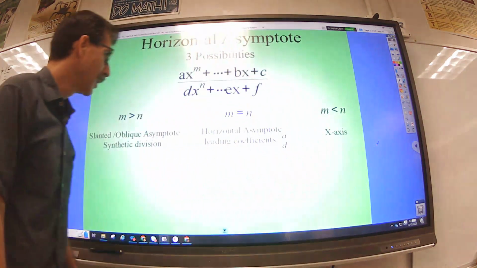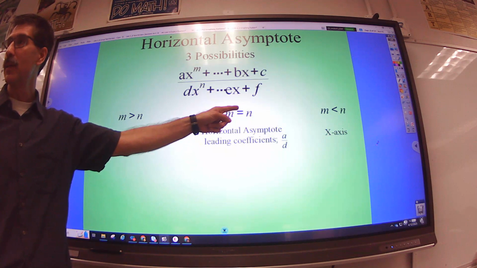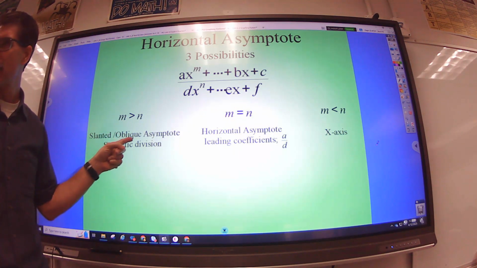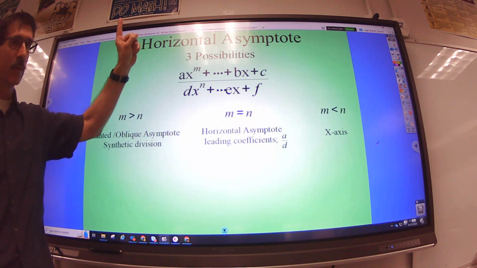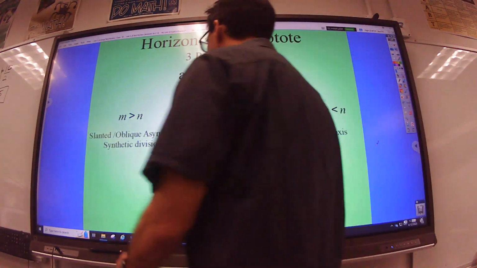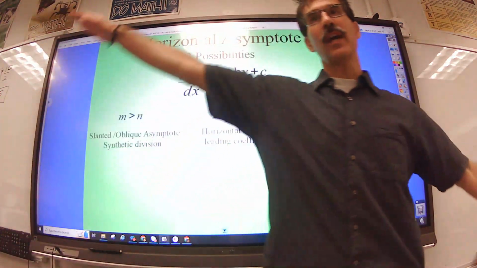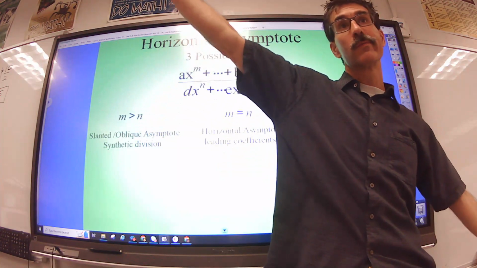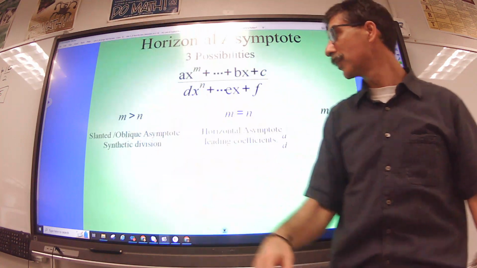If M is equal to N, this one's the most difficult one, in my opinion. This one's like medium difficult. So if M is bigger than N, we got a slanted asymptote, which we're going to use synthetic division to help us figure out what it is. You know synthetic division, you know how to graph a line. Putting them all together might be confusing.